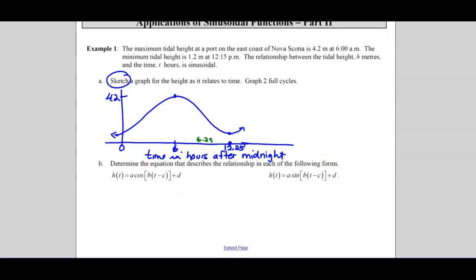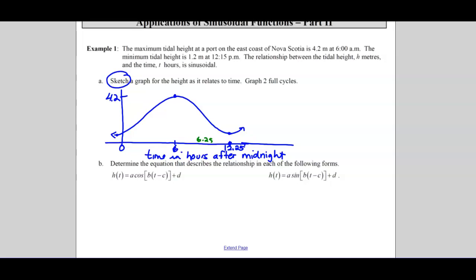So determine the equation that describes the relationship. Notice how it has a cos version, a sine version. It doesn't matter if A is positive or negative, so you decide whichever you want to do. Remember, A, B, and D are the same, either case. Although A could be negative, I guess.